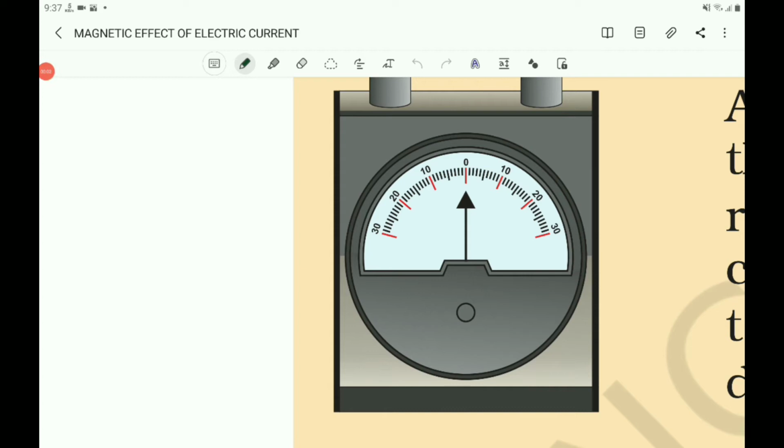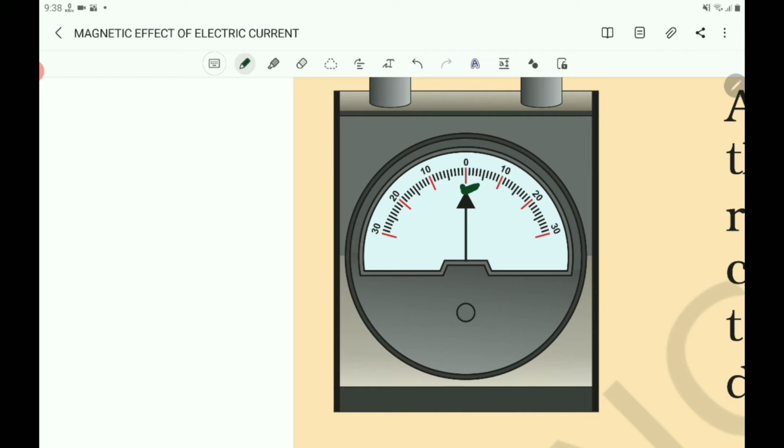In this activity, a galvanometer is used. What is a galvanometer? A galvanometer is an instrument that can detect the presence of a current in a circuit. Even if there is a small amount of current in the circuit, it can be detected by using the galvanometer. It shows the deflection. The pointer remains at 0, at the center of the scale, for zero current flowing through it.